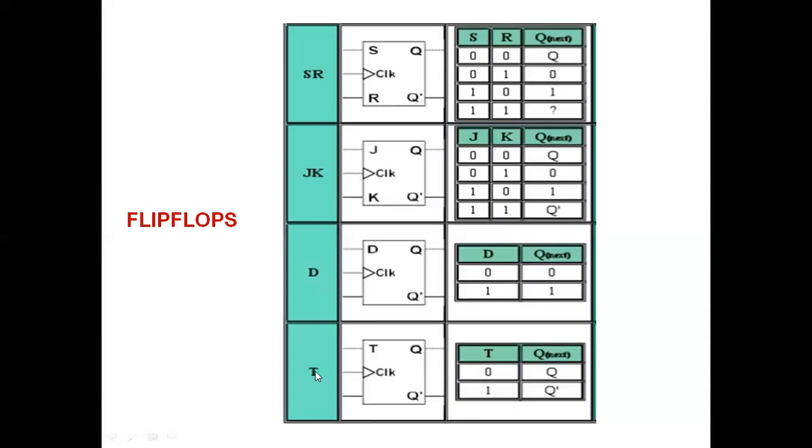Next, D flip-flop. It consists of only one input, D input, and outputs are Q and Q bar. The next one is T flip-flop. It consists of only one input, that is T input, and the outputs are Q and Q bar. So these are the several types of flip-flops available. This flip-flop is the basic element in designing of sequential logic circuit. Now, what are the other examples for sequential logic circuits?